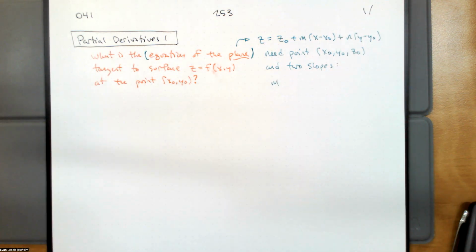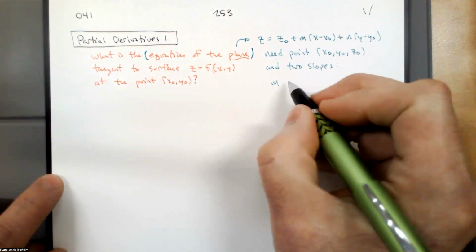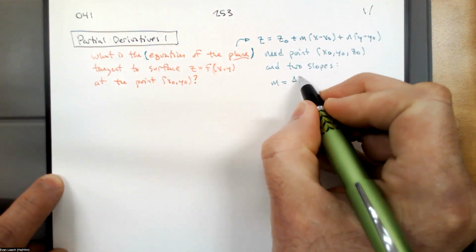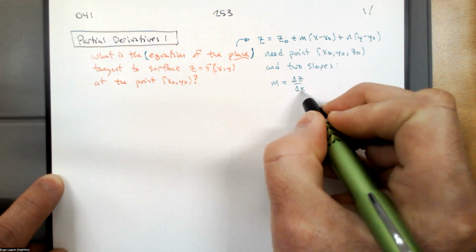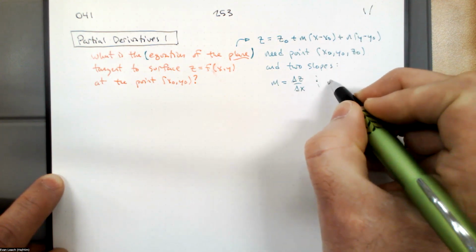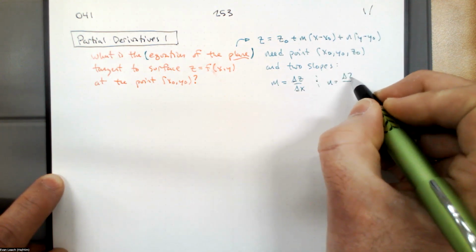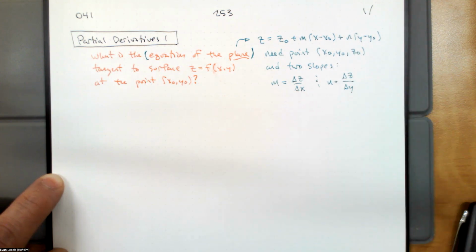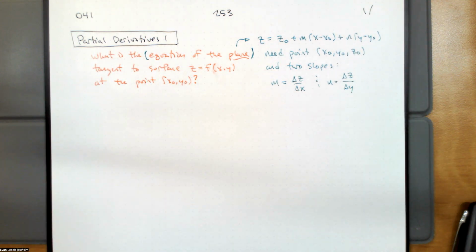We need a slope M, which is going to be how z changes with respect to x. And N, which is how z changes with respect to y. We need a point and 2 slopes, dz dx and dz dy. We have to say dz dx and dz dy, or delta z over delta x.